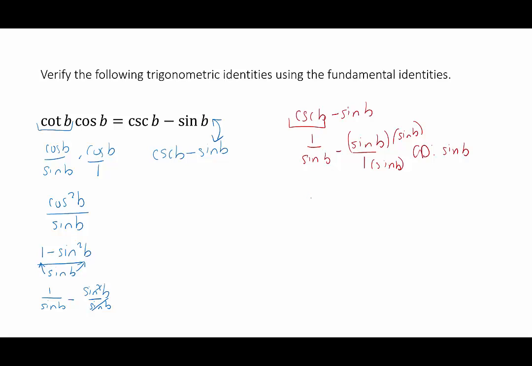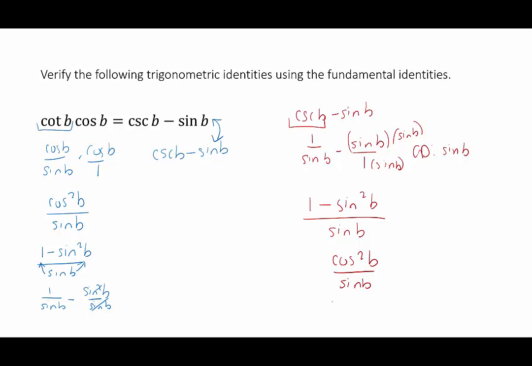And that's going to give me in the numerator 1 minus sine squared b. In the denominator, I have sine of b. Okay, so now we're going to use that same Pythagorean identity. That same one keeps coming back to haunt us again and again. Cosine squared of b is the same as 1 minus sine squared of b. So I can write this as cosine squared of b over sine of b.